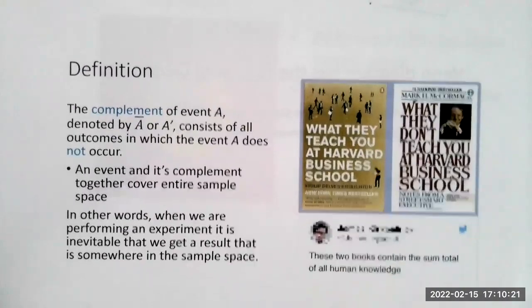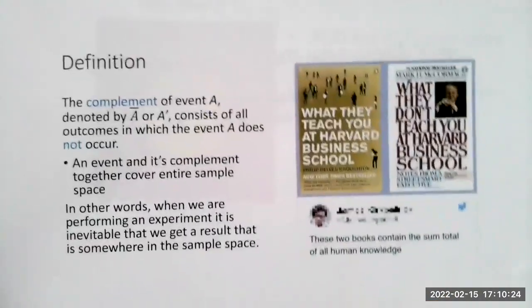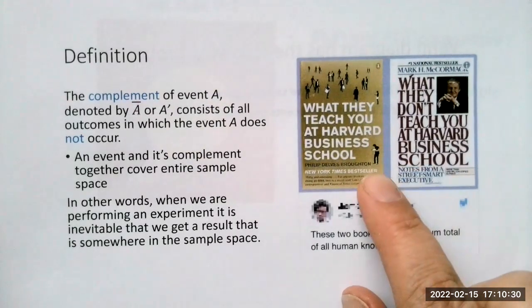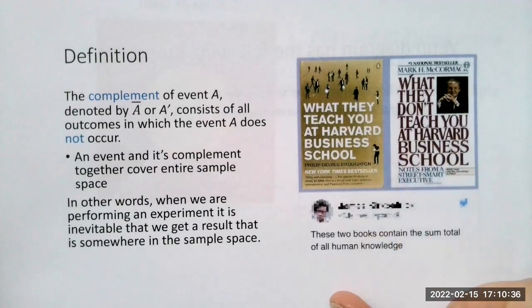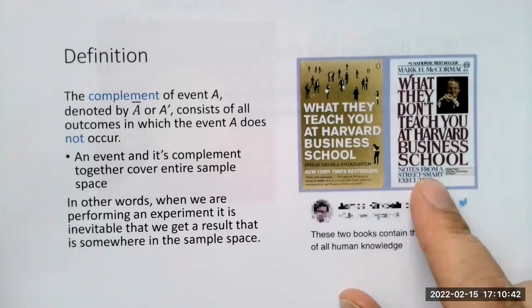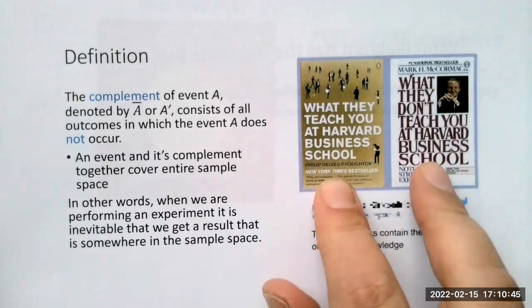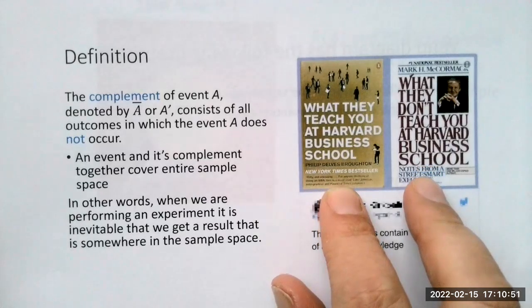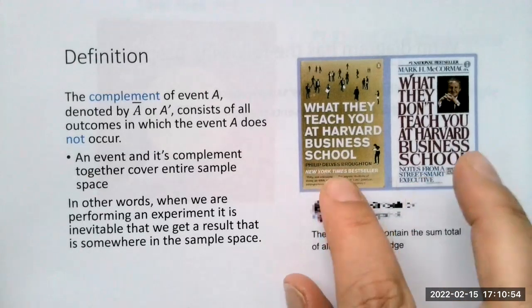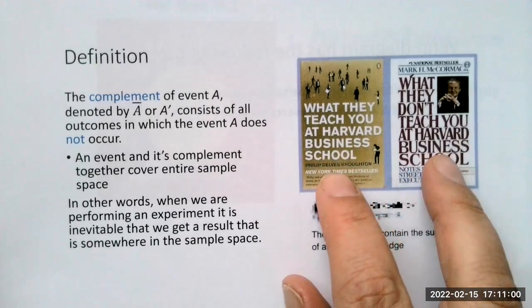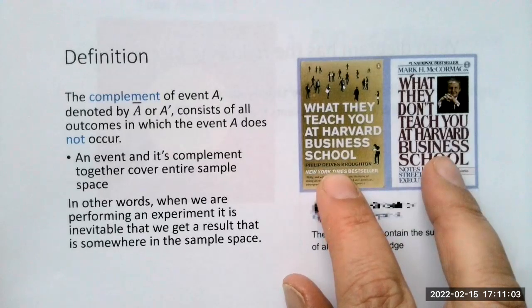So here's a meme that I picked. I thought it was funny. It shows 2 books. One book says, what they teach you at Harvard Business School, and the second book is a complement to it. It says, what they don't teach you at Harvard Business School. Both of these books are supposed to cover everything, all the knowledge in the world. So the event and its complement should cover all possibilities in the entire sample space.